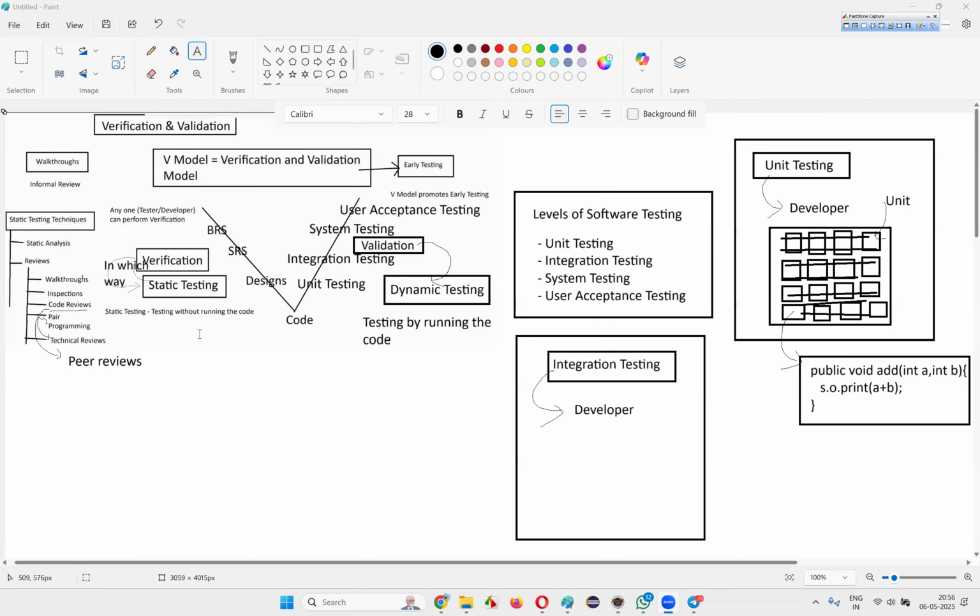When I take the Capgemini batches, the training batch name is mentioned as V and V. When I ask them what is V, what is the other V, they don't know. I explain that V stands for verification and V stands for validation. Then how the verification will be done, how the validation will be done: verification in a static testing way with the different techniques available, and validation in a dynamic testing way with the different levels of software testing available. All these things we have to interconnect and explain as a single thing. That is very important.